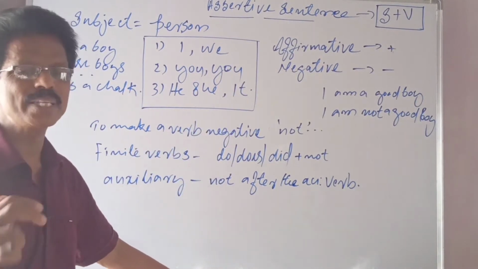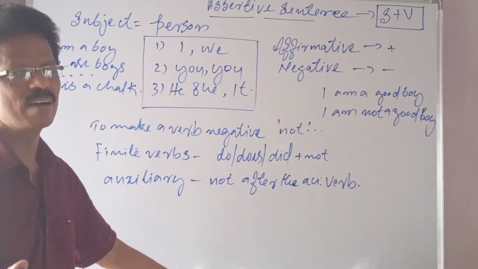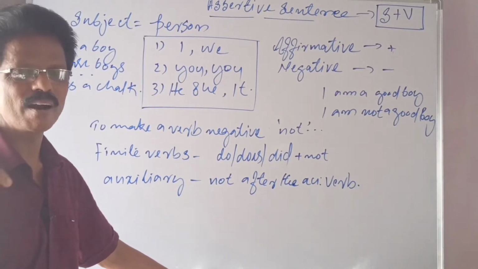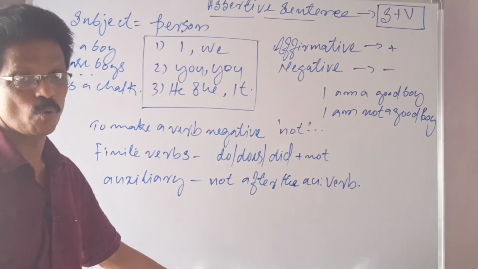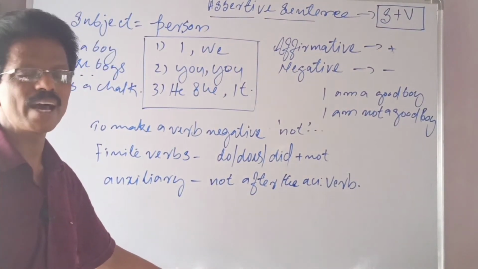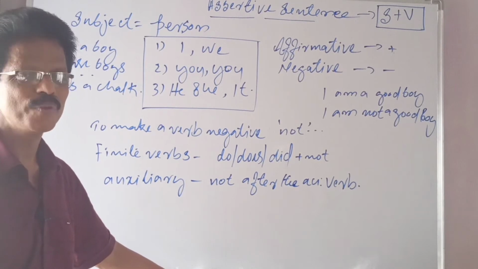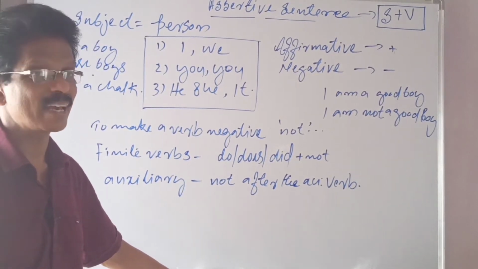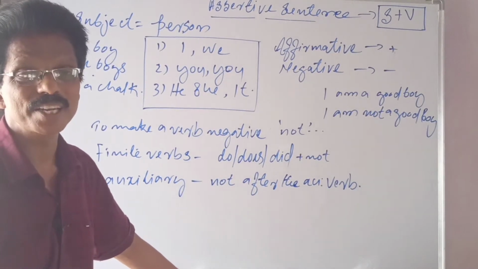Object also will be there sometimes. Okay now? Very often object will be there. S plus V plus O. See, I write a letter. What do I write? I write a letter. Okay now? I write. We write. You see? You write a letter and you write letters. He writes a letter and they write letters.